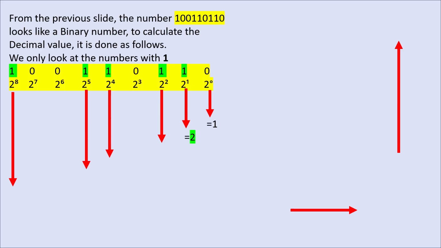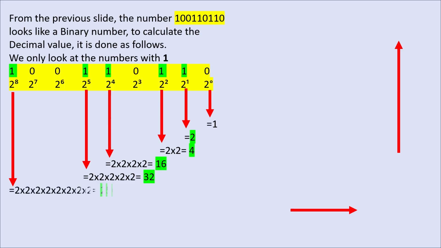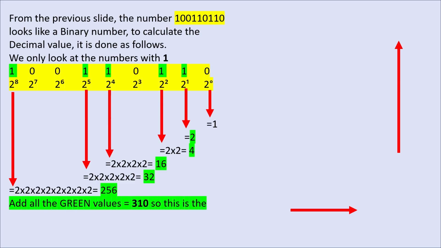So the first number is 2 to the power 0, which is 1. Then 2 to the power 1, which is 2. 2 to the power 2, which is 4. 2 to the power 4, which is 16. 2 to the power 5, which is 32. And 2 to the power 8, which is 256. If you add all these green values, it'll equal 310. So this is the decimal value for a binary of 100110110.